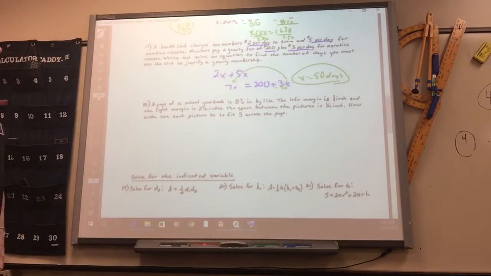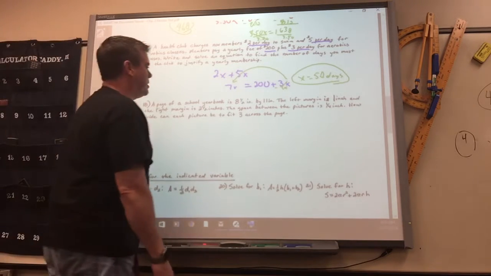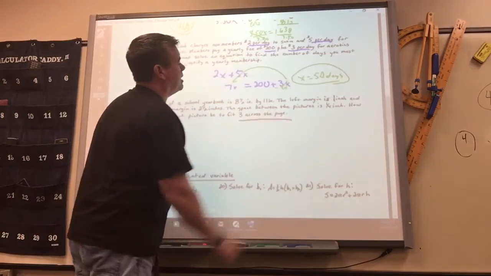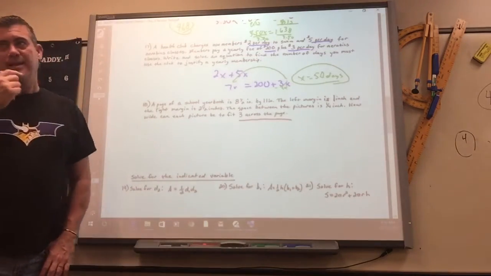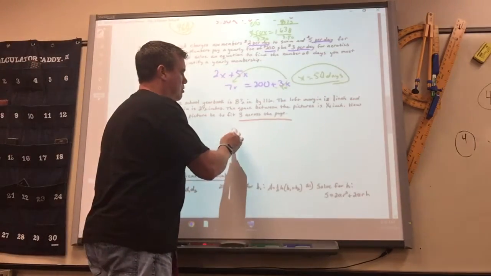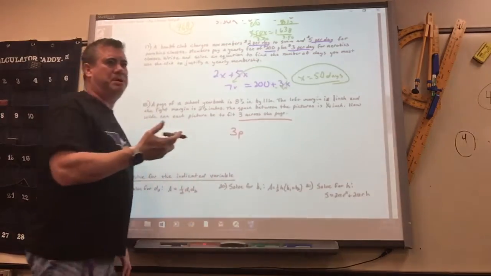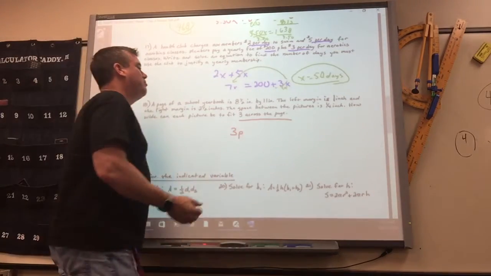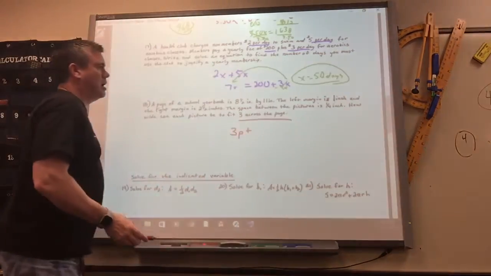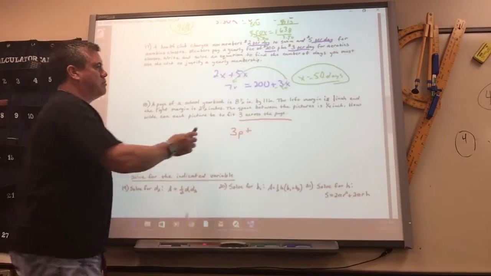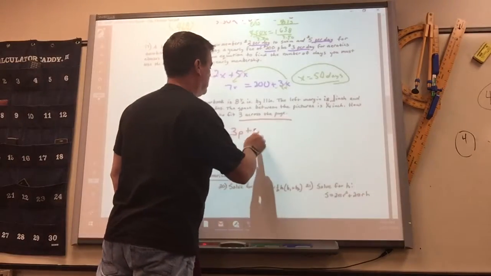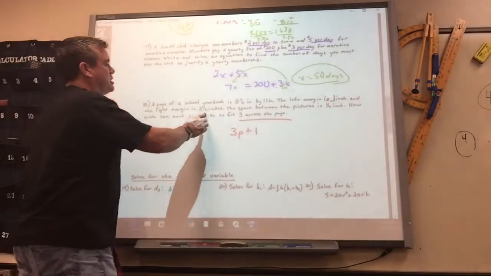Okay, a page of a yearbook is 8.5 by 11. The left margin is 1 inch, the right margin is 2.5. The space between is 1/4. How wide can each picture be to fit 3 across the page? So every picture we don't know. So we'll call that 3P. Plus, the left margin is 1 inch, right? The right margin is 2.5.